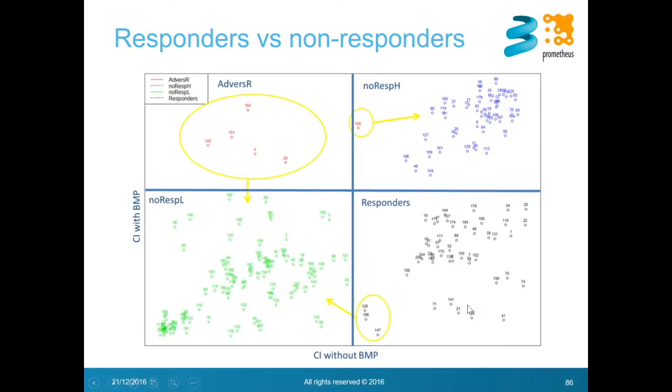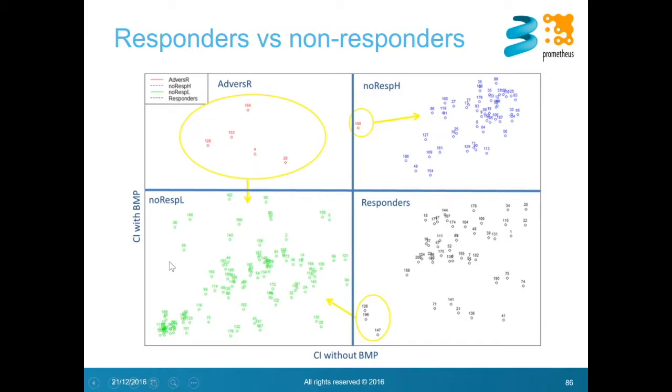Now, if we take a closer look at these patients and we classify them according to their complexity index without BMP treatment and with BMP treatment, so if we look at the horizontal axis, on the left you have the patients that were healing, and on the right you have the patients that were non-healing. If you look at the vertical axis, at the bottom you have the patients that have healed with the BMP treatment, and at the top you have the patients that have not healed.